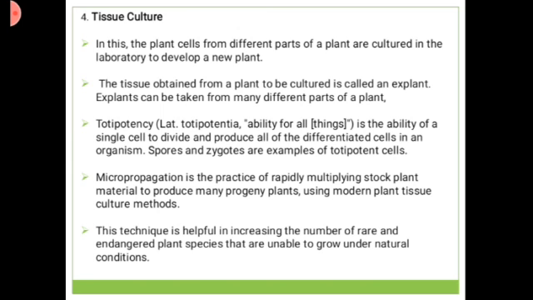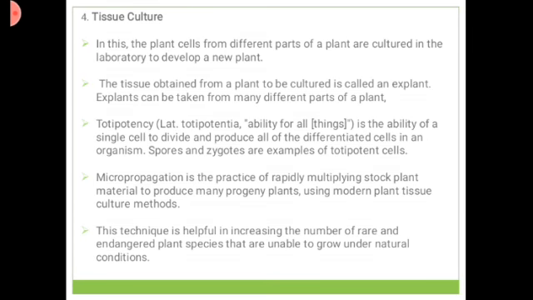Tissue culture is a technique in which from a single cell a whole organism is formed, and that ability is known as totipotency. After tissue culture, thousands of plants may be formed, and that is called micropropagation. Micropropagation is a practice of rapidly multiplying stock plant material to produce many progeny plants using modern plant tissue culture technique. So what are the benefits of tissue culture?